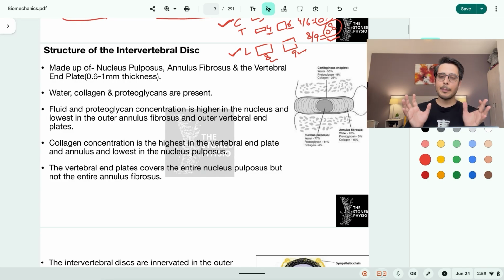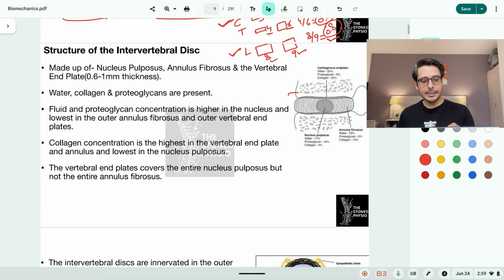Most of us might know that this section over here is the intervertebral disc between the vertebrae. So this is the top vertebra, and this is the lower vertebra. So this section over here is the intervertebral disc. Now we discuss a bit more about it, the structure of the intervertebral disc.